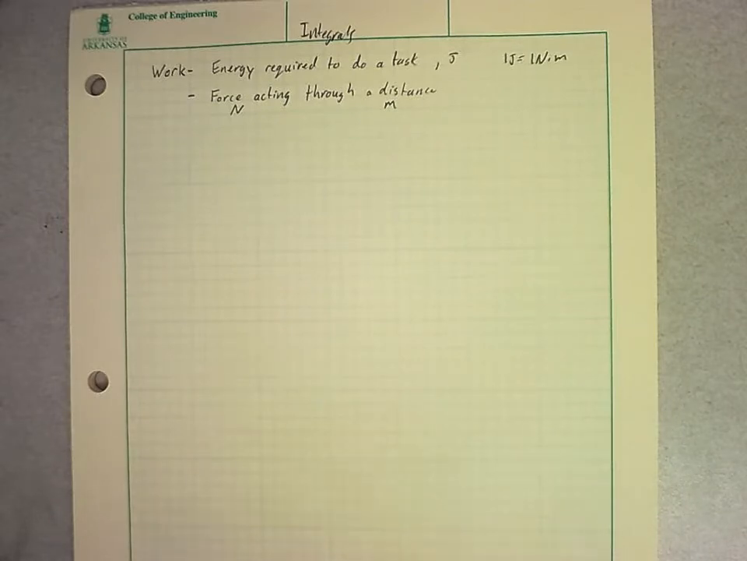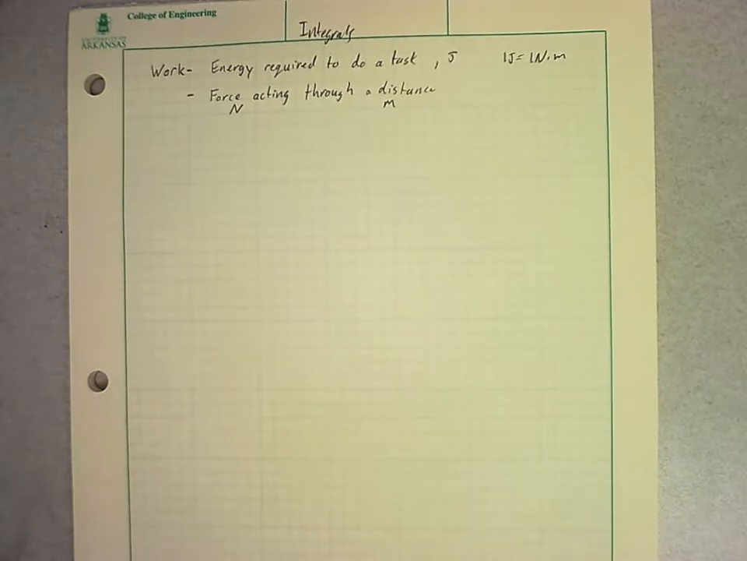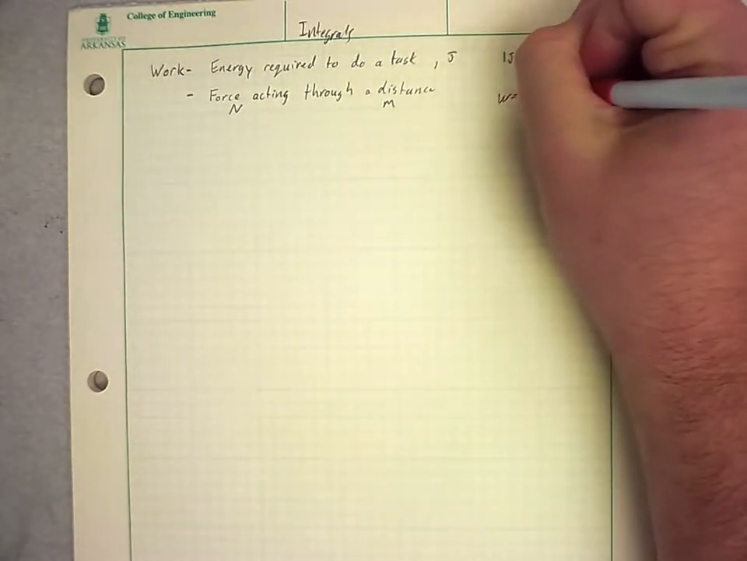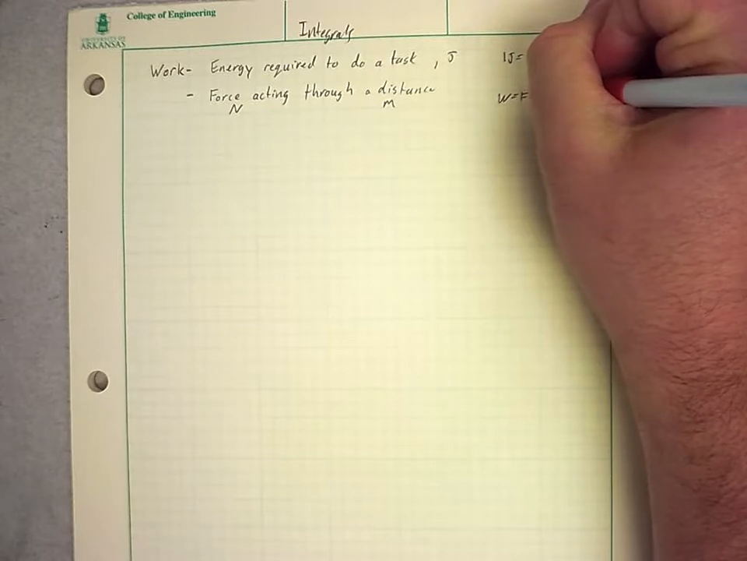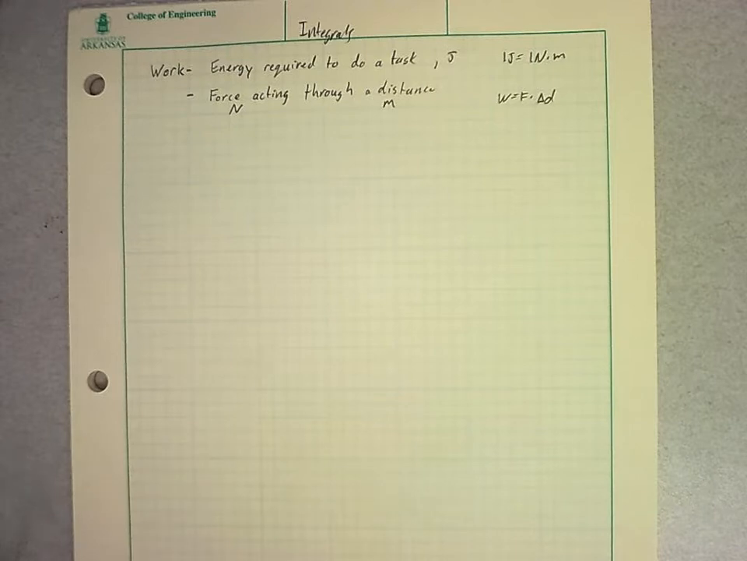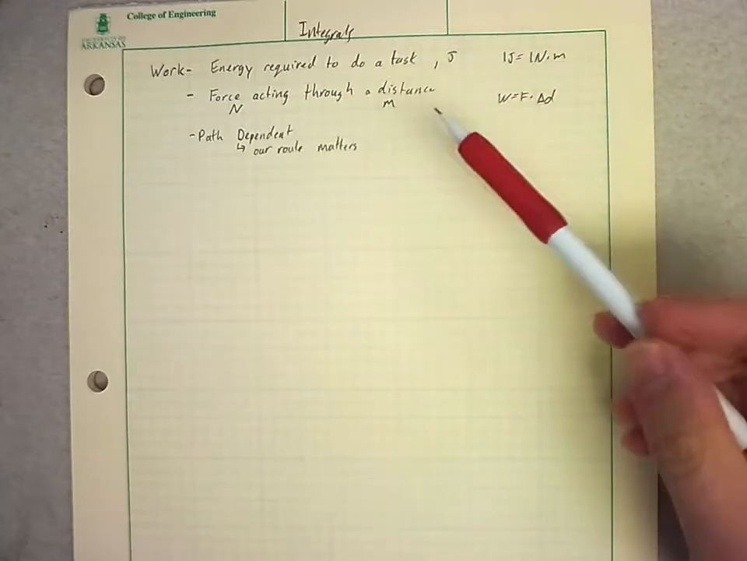Of course, if it were a linear relationship, if the force was constant and we were just pushing across a distance, we could simply say that work equals force times distance, or times our change in distance. One of the things involved with that is that work is what they call a path-dependent function, which is another way of saying that our route matters, how we get there.